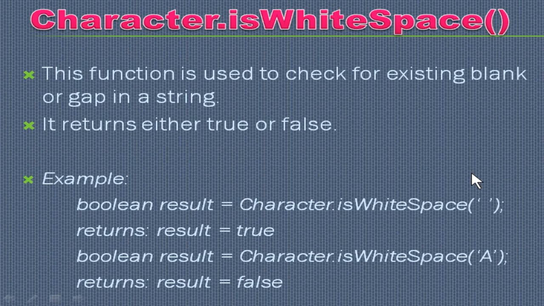Next is isWhitespace. This function is used to check whether there is a blank or a gap, a space, in a string. Suppose you have a sentence and in between you may have a space. This function is used to check whether the selected character is a space or not. If it is a space, then it returns true. You can see an example: Character.isWhitespace. Within parentheses, you can see two single quotes, open and close, and in between you have a space. If it is a space, whitespace, then it returns true. If it is any other alphabet, a digit or a special character, then it returns false.